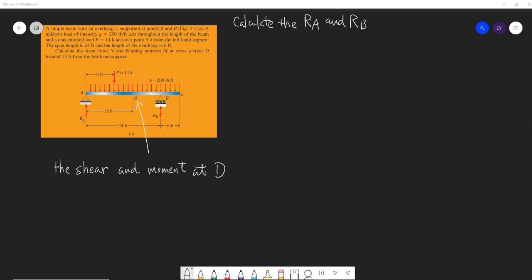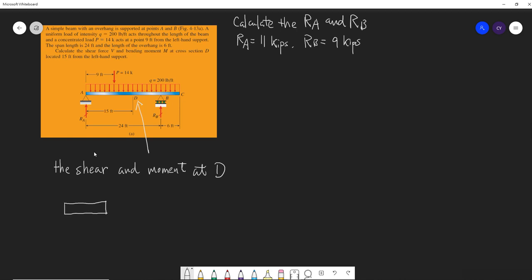So I don't want to repeat here because this is very basic. Reaction A should be equal to 11 kips, and the reaction B should be equal to 9 kips. Okay, so this is about the reactions. And when we calculate the shear and moment at the D point, we will draw the free body.